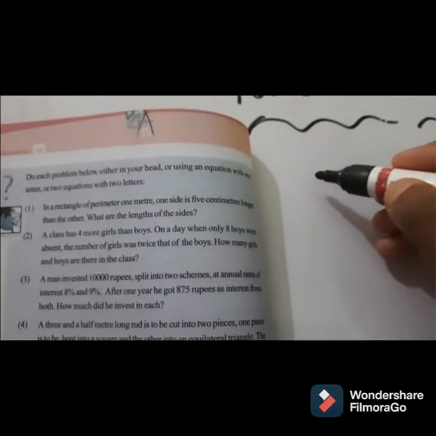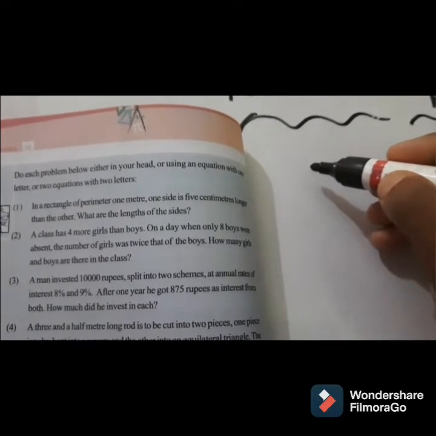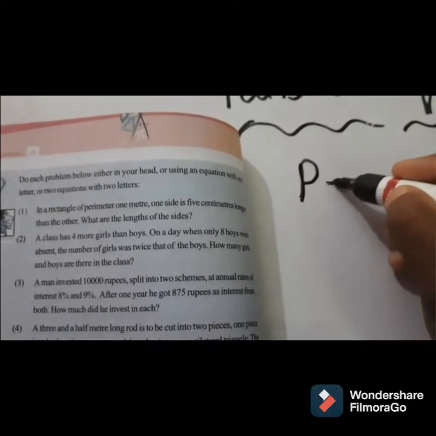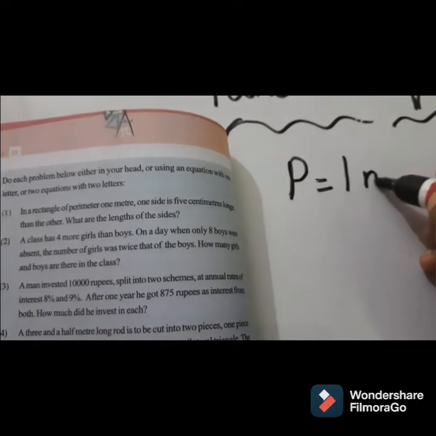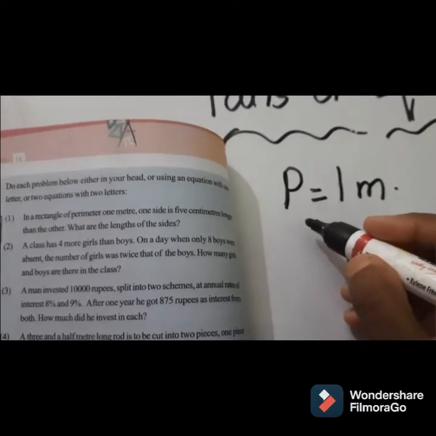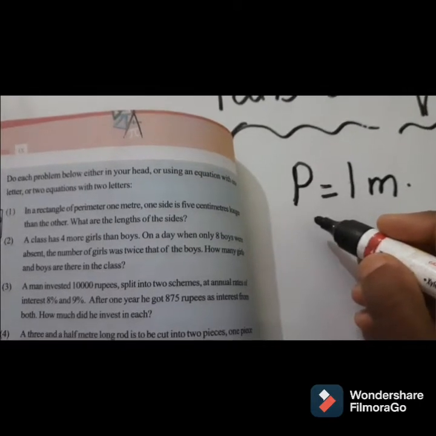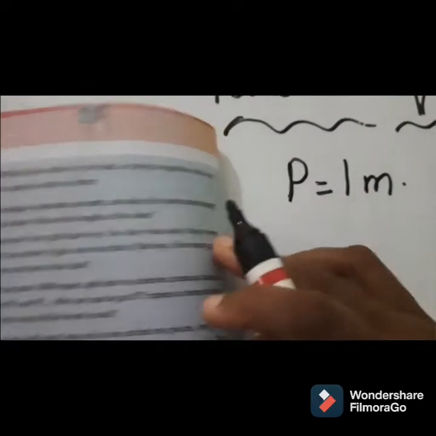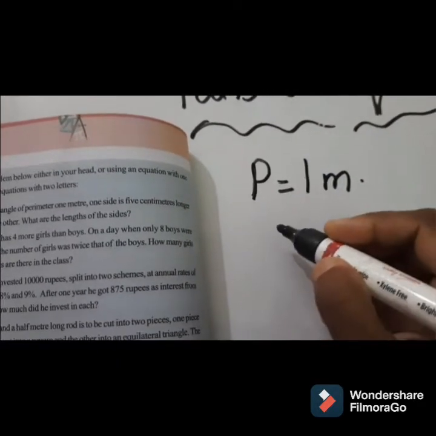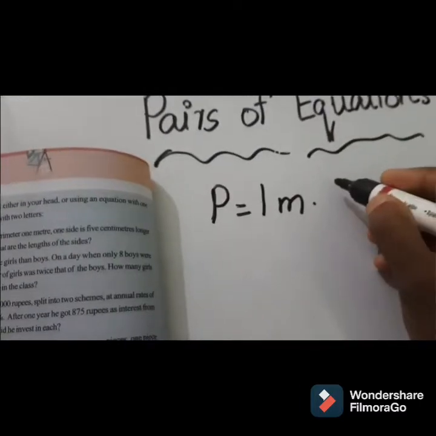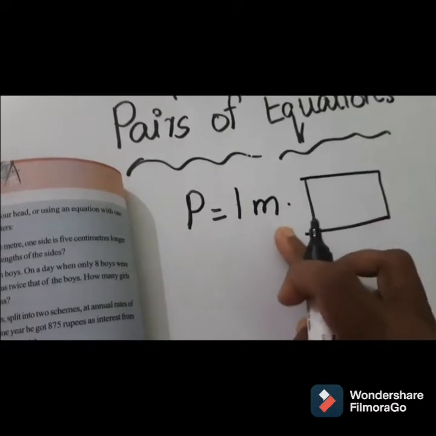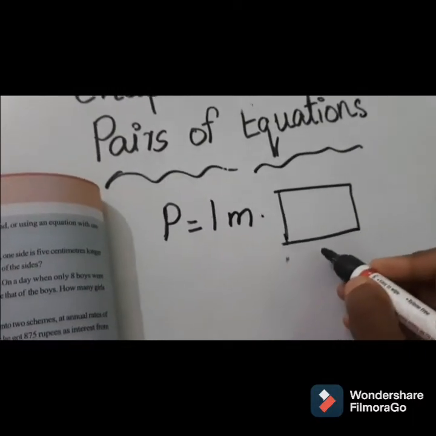Perimeter is given. The first step is to write in the copy what is given. Perimeter is 1 meter. Then what is given? One side is 5 centimeters larger than the other. That means there are two sides. This is a rectangle. First, it is a rectangle.